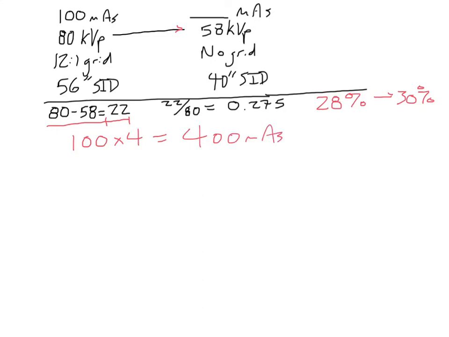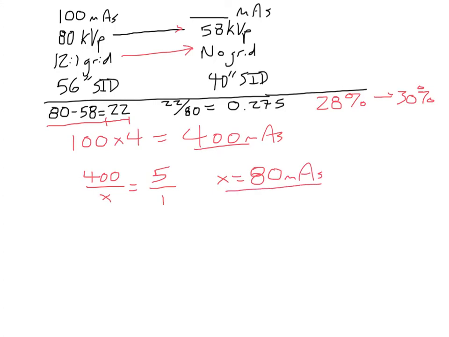Now let's look at the next step, which is we're going from having a grid to not having a grid, right? So we're going to take this number, 400, and we're going to plug that into our grid factor conversion formula. So it's going to be 400 over x equals, in this case, 5 over 1. So now x equals 80. Okay, so that dropped our mass down because we removed the grid.